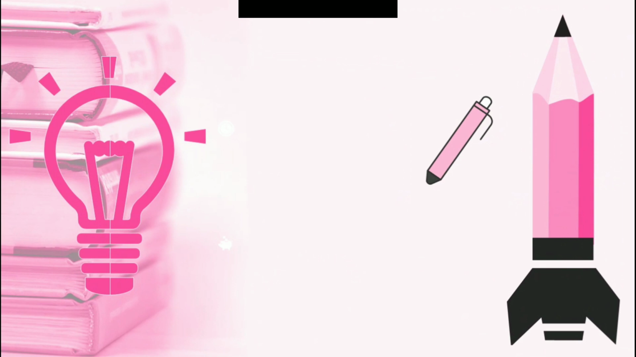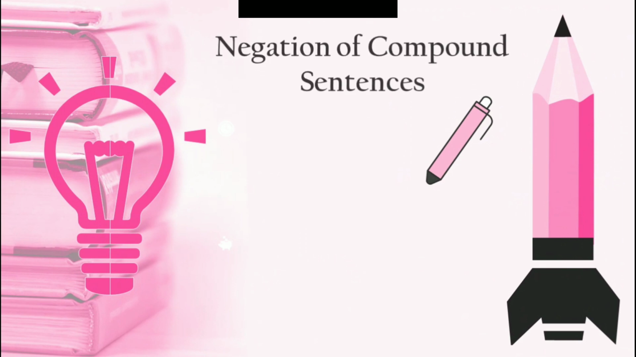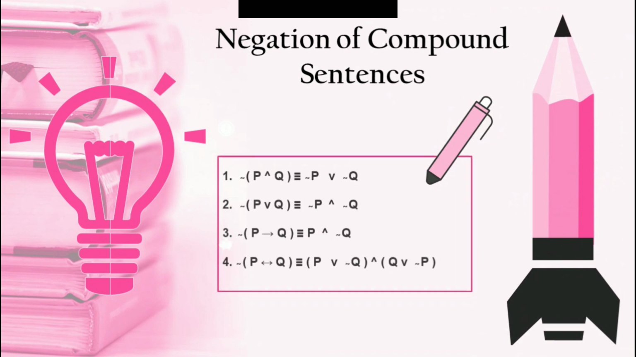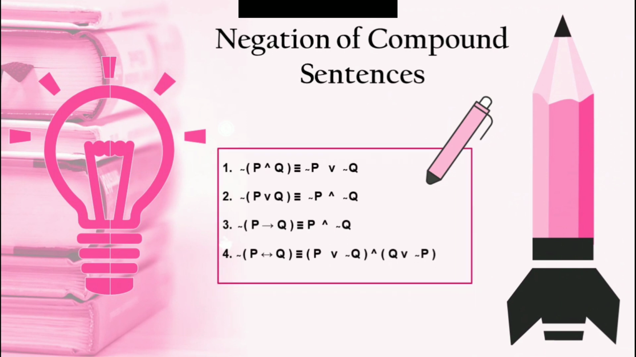This is the negation of a compound sentence. The formulation if then changes to and. Negation of if P then Q becomes P and negation Q. Then this is the negation of the implication.